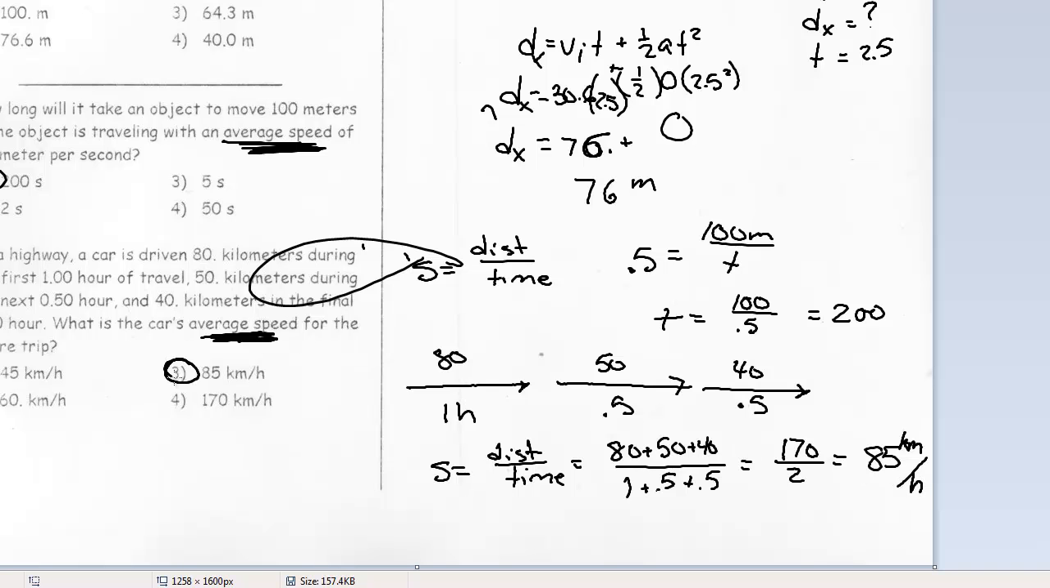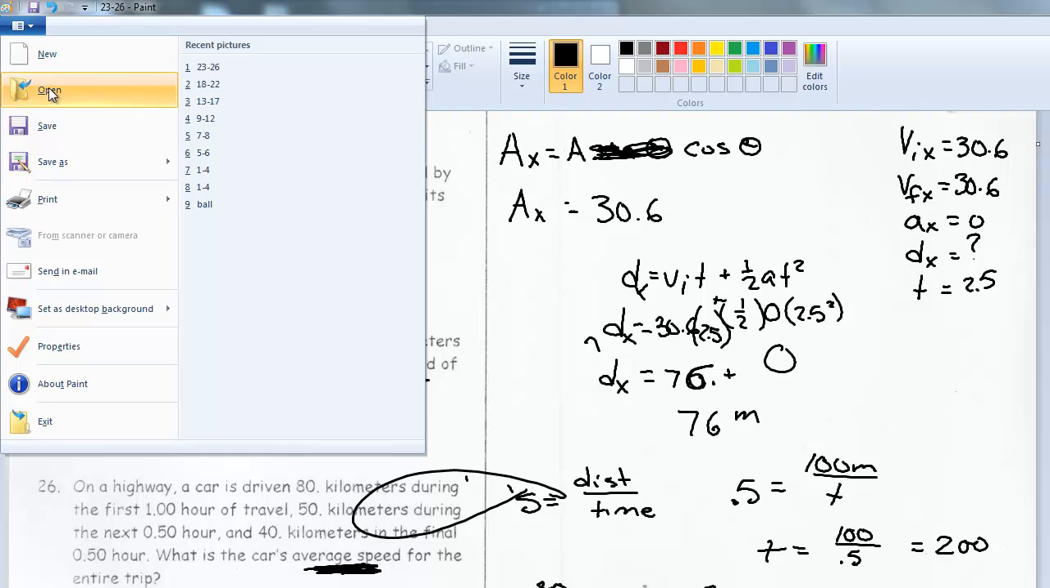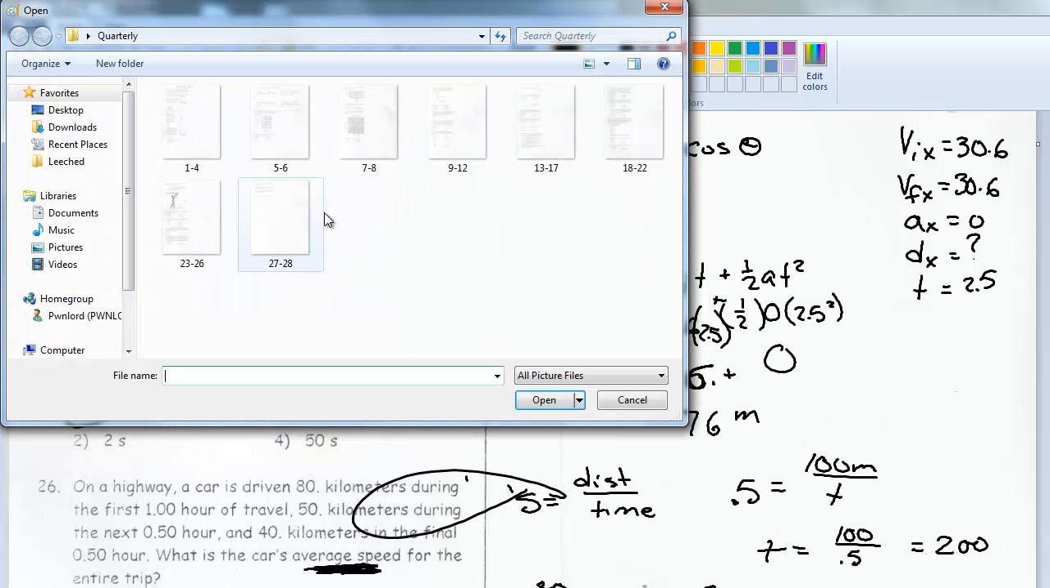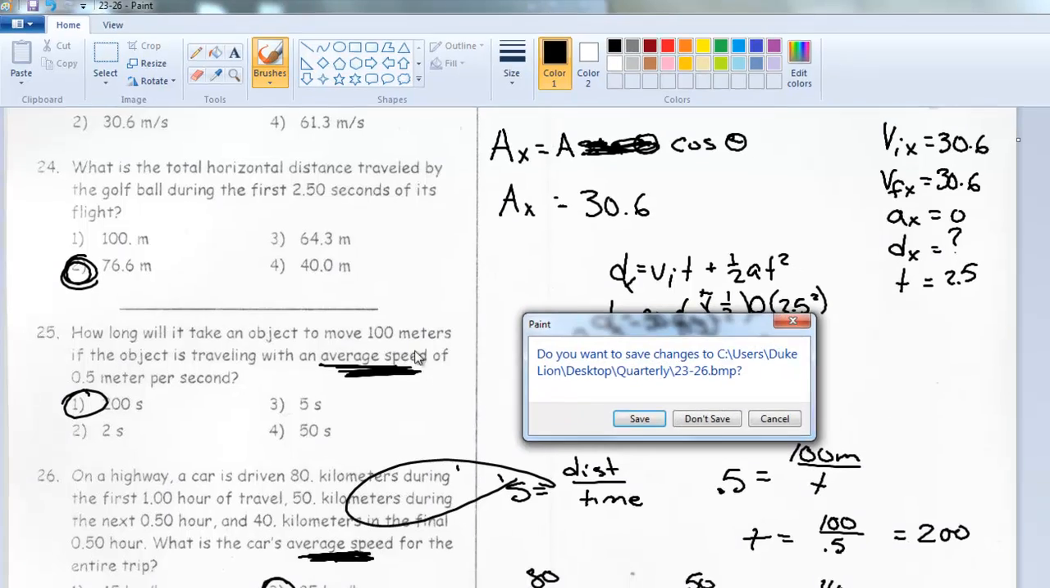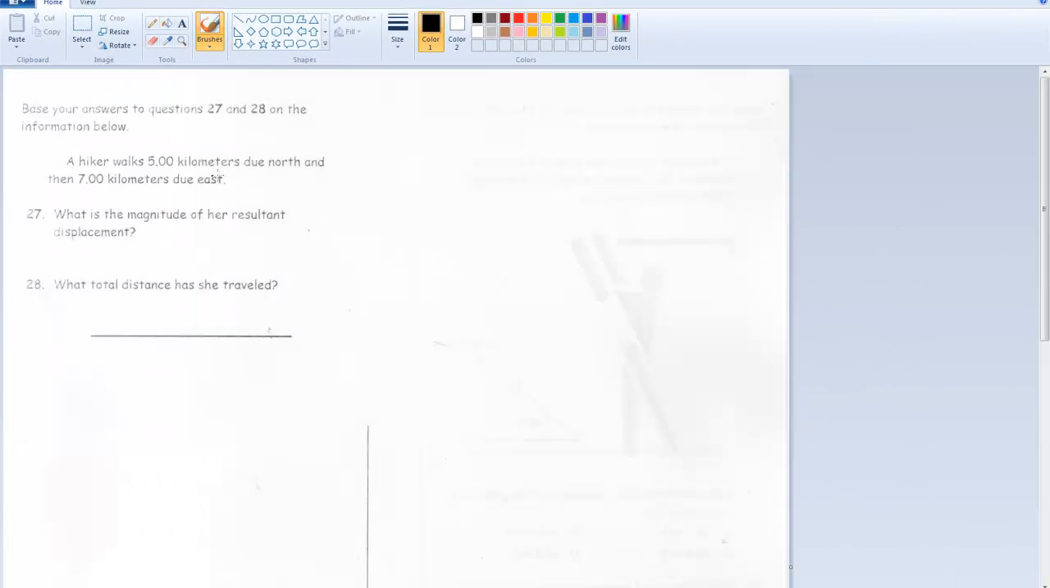All right, let's look at the last two questions. A hiker walks 5 kilometers due north and then 7 kilometers due east. What's the magnitude of the resultant displacement? So that's pretty poor for due north, but it'll have to do. So 5.00 north and then 7 kilometers due east. 7.00. What's the magnitude of the resultant displacement?